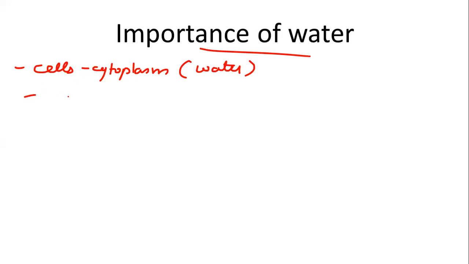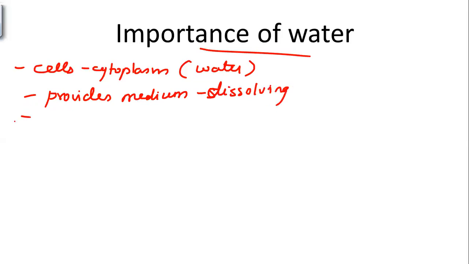So this water provides a medium for dissolving substances. That is the second point. Water absorption is also essential for absorption of minerals. If a plant is in need of minerals, then water absorption is mandatory for mineral absorption too.